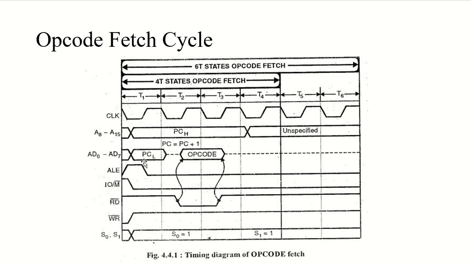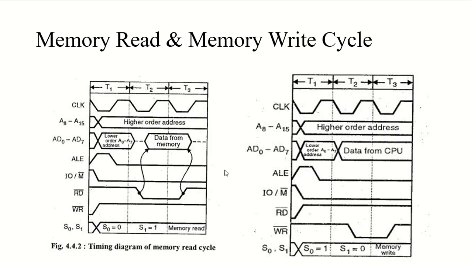If you move to memory write cycle, let me show you. The one on the right is the memory write cycle. So you can see what is happening in the memory write cycle, right? During memory write cycle, the data from the microprocessor is transferred on AD0 to AD7, right? So data is transferred on the AD0 to AD7 lines as soon as the address on AD0 to AD7 is removed. See, it contains the lower order address during that time.